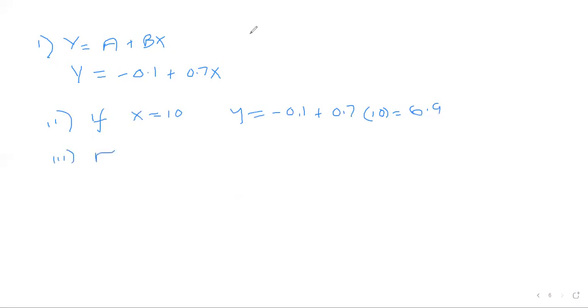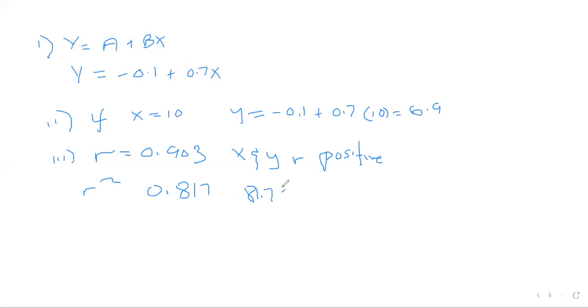I hope you are following even in my mute state so that you can see what is happening. R was 0.903. We're interested in the sign. This means that X and Y are positively related. They are directly related. R squared was 0.817, which means 81.7% of Y is affected by X.